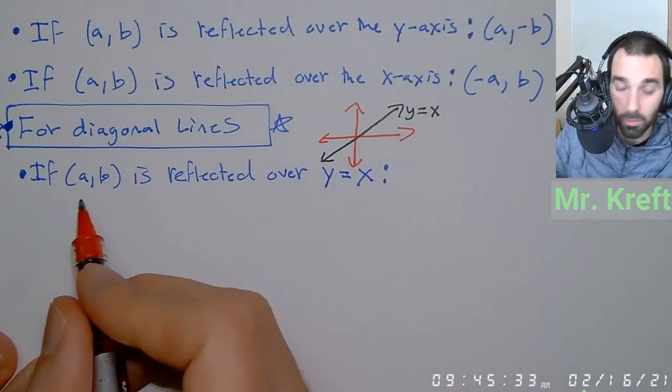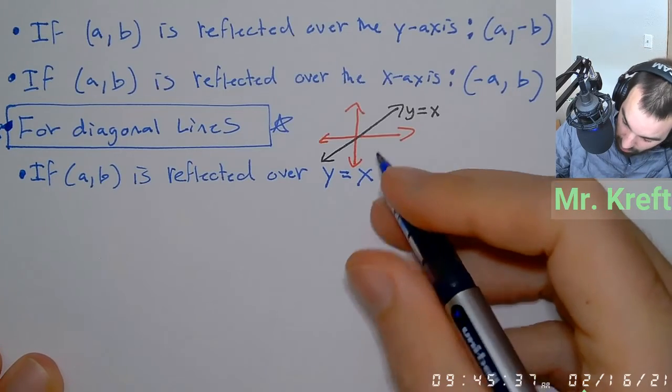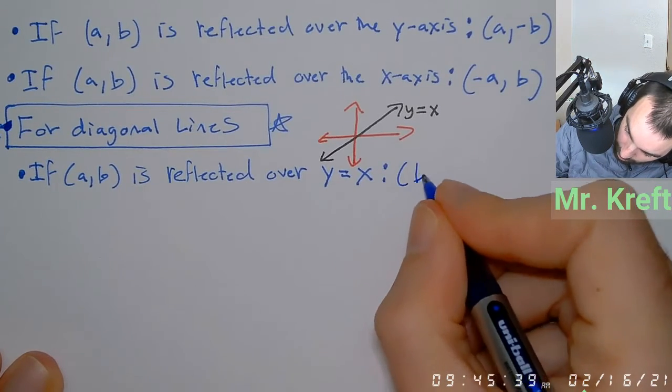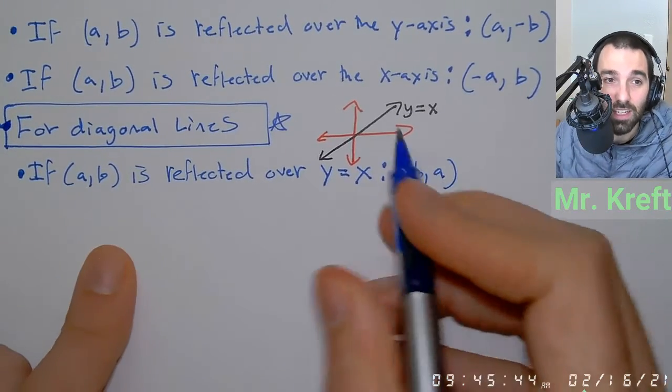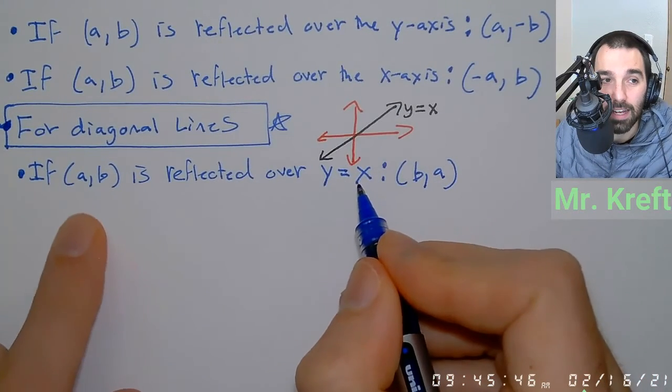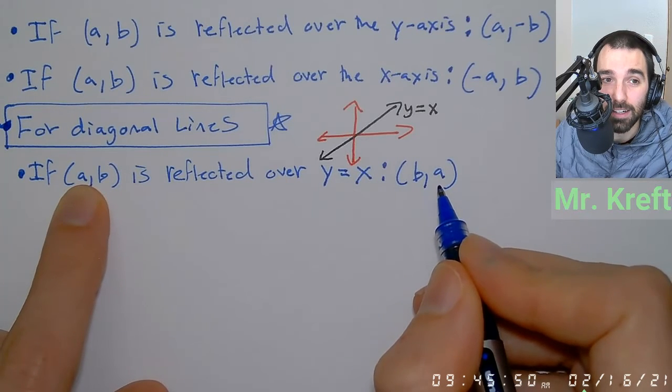So the rule is, if you start with AB and you reflect it over y equals x, you get BA. If you think about that, it makes sense because y literally equals x. So what was x? A. So y literally equals x.